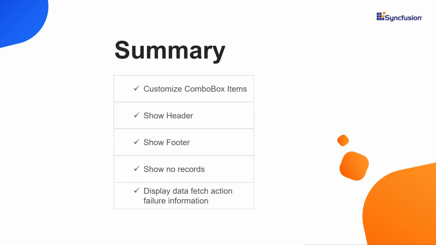That's it. Let me summarize the main points. I explained how to customize the appearance of ComboBox items, header, footer, and finally I showed you how to display no records information and showed data fetching action failure information using template.